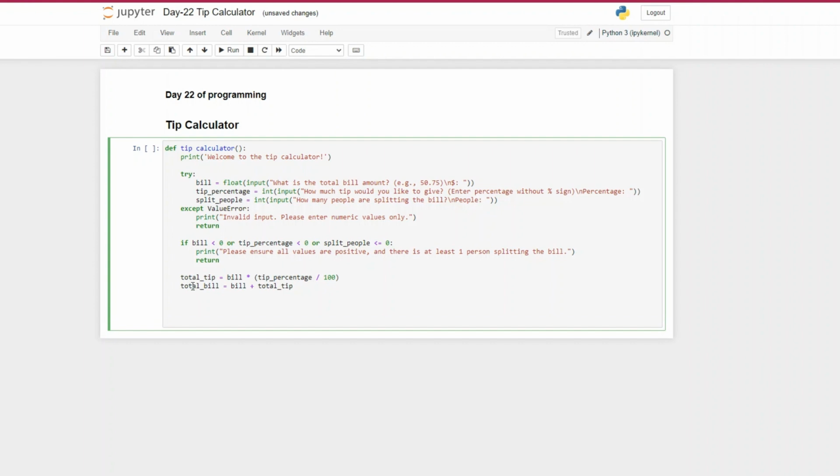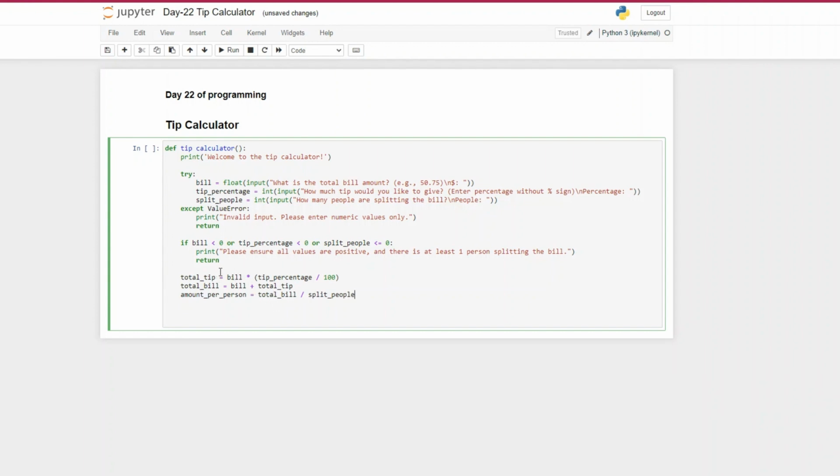So now, how many people are going to share the bill? That's what we have to calculate. So now, amount per person. How much are they paying per person? Equals total bill divided by split people. Yeah, so amount per person.